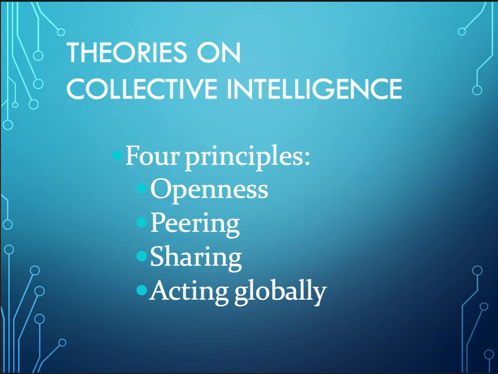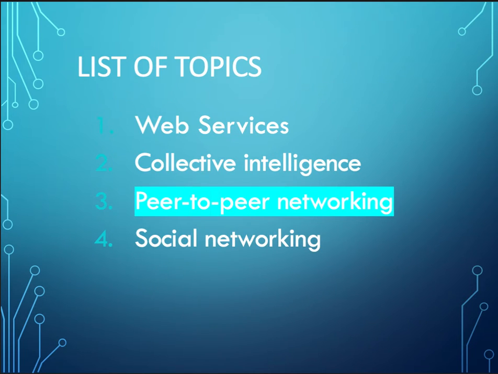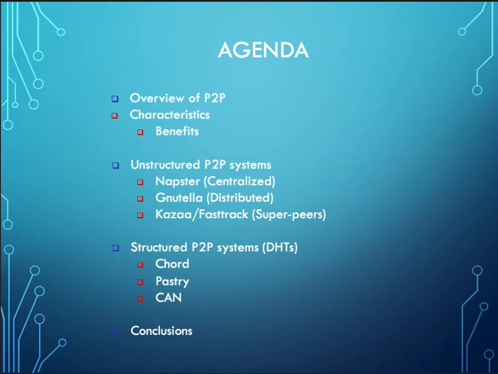Right. Okay, next, let's take a look at peer-to-peer. So general overview and characteristics: unstructured, for example Napster, Gnutella, Kazaa. Okay, structured: you have Chord, Pastry, and CAN.